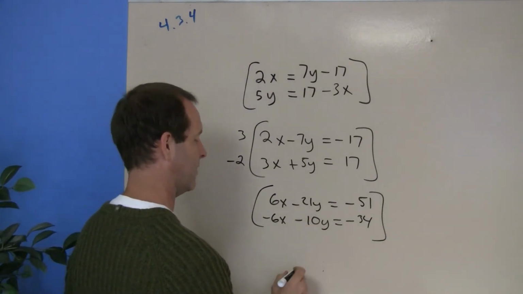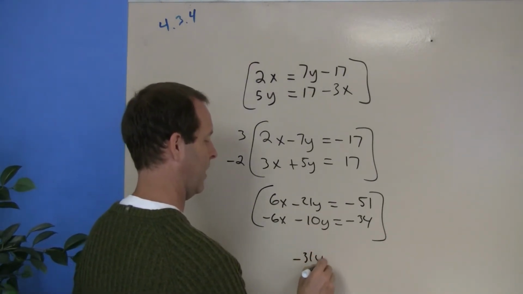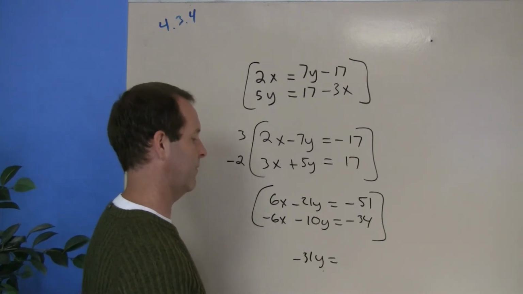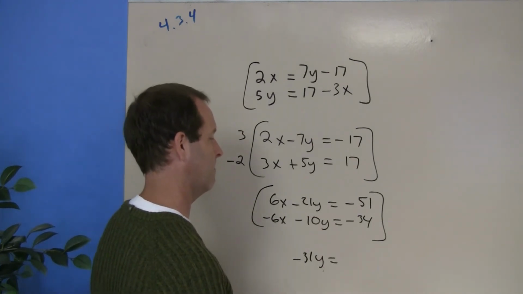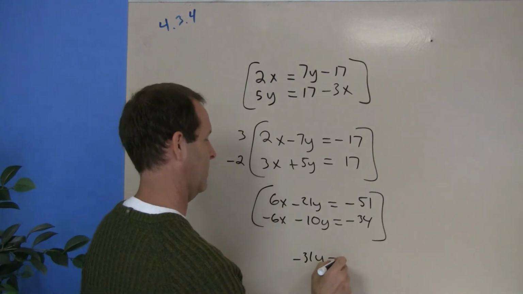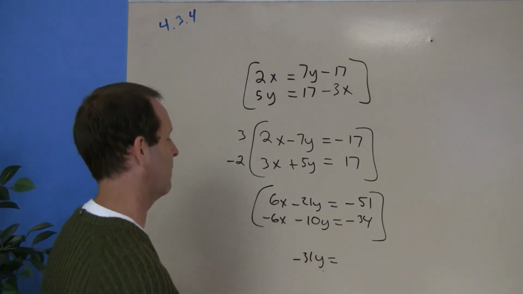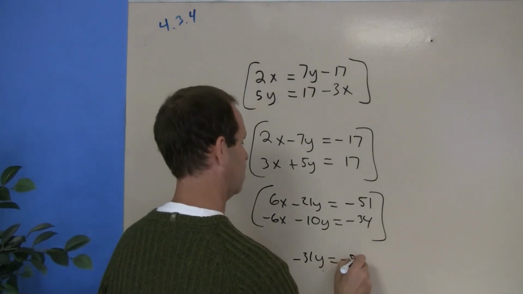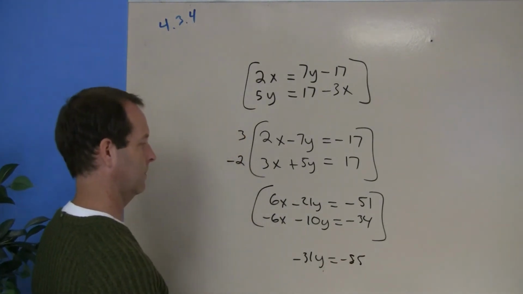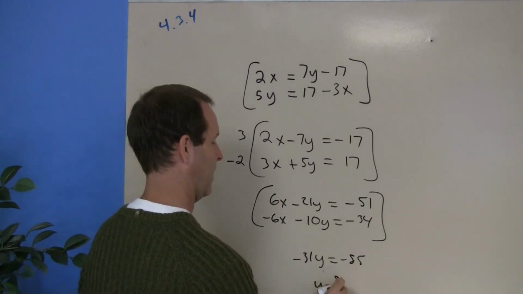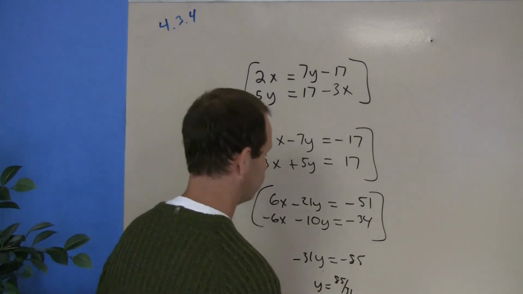So now what I will have is a -31y equals, yikes, what is that, 17? -17. Now I'm adding them, so that's going to give me a -85. And then y equals 85 over 31.